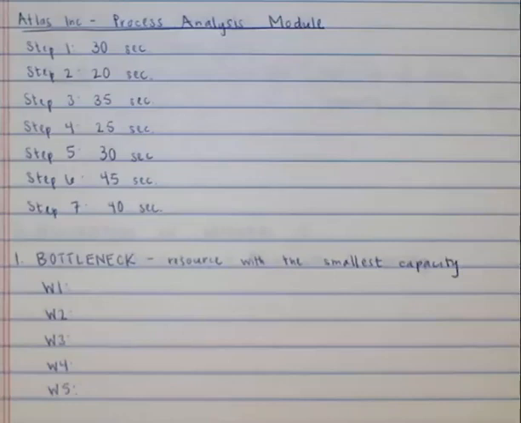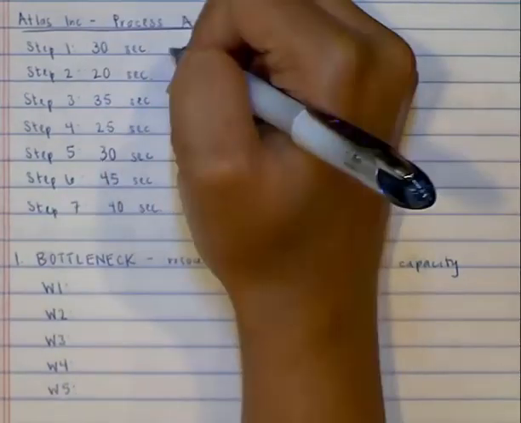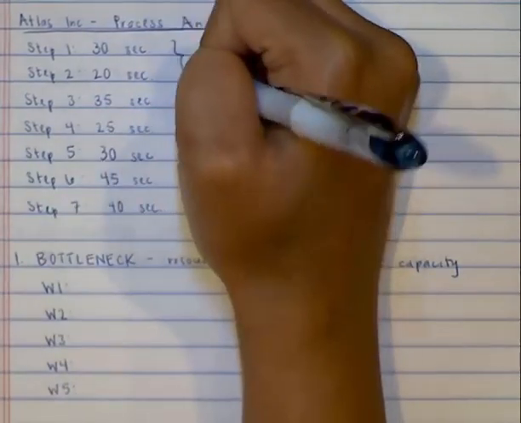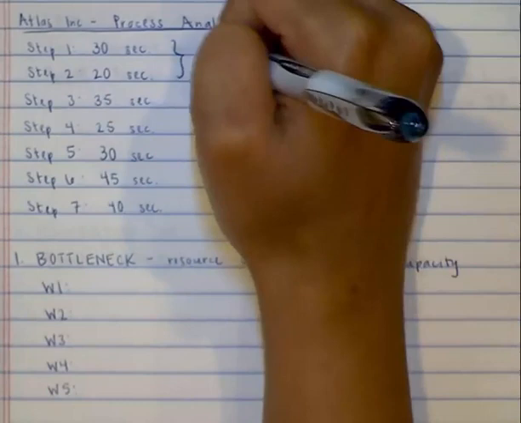This is the Atlas Inc. problem from the Process Analysis Module practice questions. Atlas Inc. is a toy manufacturer with 7 workstations and 5 workers.